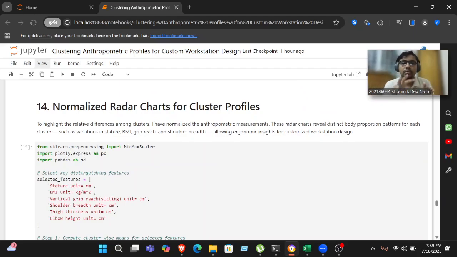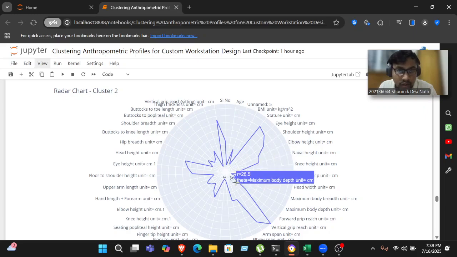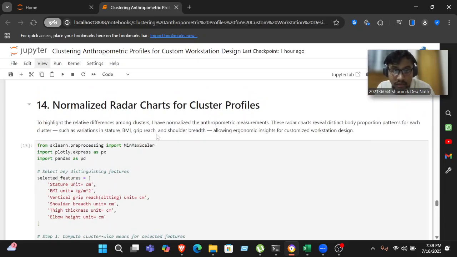To highlight the relative differences among clusters, I have normalized the anthropometric measurements. These radar charts reveal distinct body proportion patterns for each cluster, such as variations in stature, BMI, grip reach and shoulder breadth, the main things that the clusters and radar charts are indicating. Overall, I have normalized this in order to make a fresh version of the visualization, and you're going to see it now.